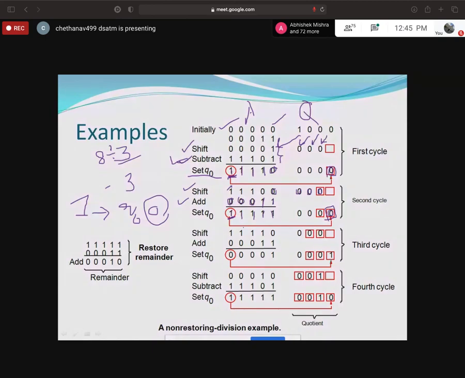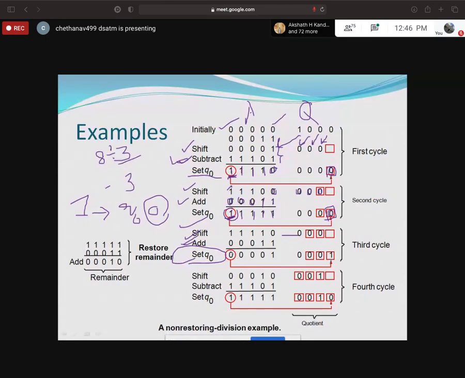So now again, this is 1. Since this bit is 1, in the next step you have to add, don't subtract. After shifting, just add the value of the divisor. Shift it, then add, not subtract. You have to subtract only if the leftmost value of your register A is 0, in the next step. So next is again shift it, then add it, then Q naught you have to set. How to set Q naught?